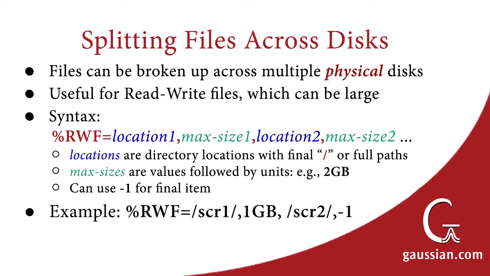This example shows that the read-write file should use two directory locations, in the SCR1 folder on the C drive and the SCR2 folder on the D drive, using the auto-generated name in both cases. The first segment has a maximum size of 1 GB. We can also specify the %rwf directive using GaussView as we do here. In this case, we specify a single location for the read-write file.